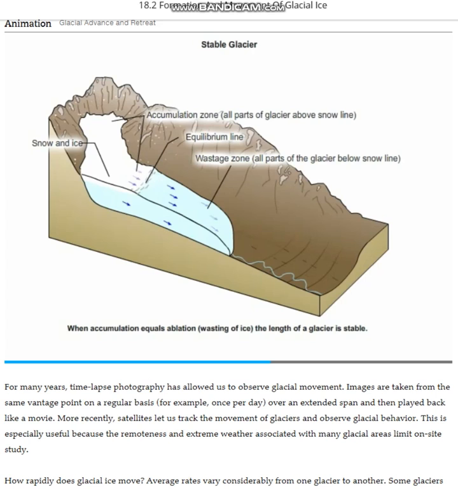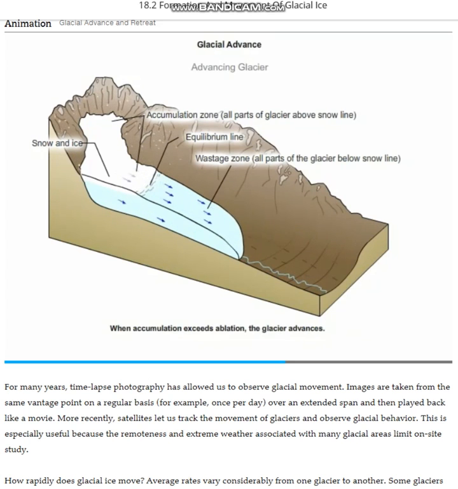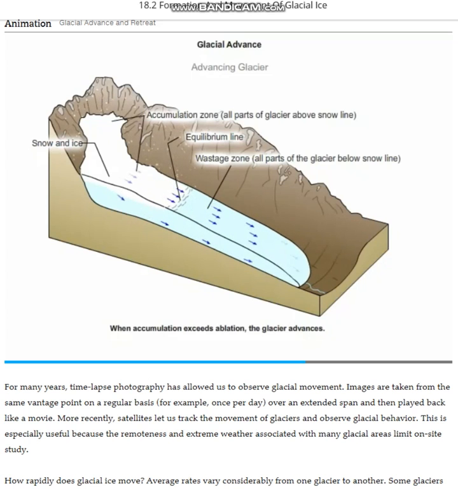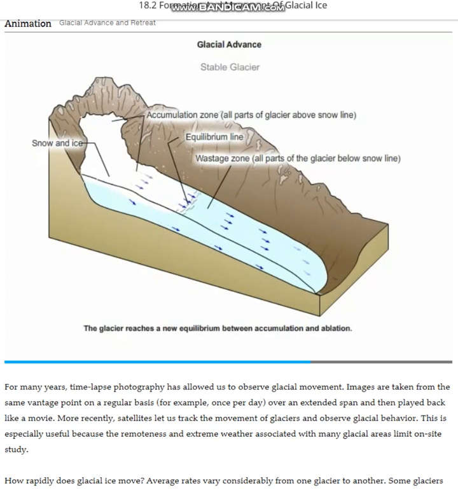Ice continues to flow even when the glacier remains the same length or is retreating. During times of high accumulation of ice, a glacier can flow farther down its valley before all of its ice is lost to ablation. At such times, when accumulation exceeds ablation and the glacier is advancing, the equilibrium line also shifts down valley. When the glacier reaches a new balance between accumulation and ablation, it once again becomes stable.